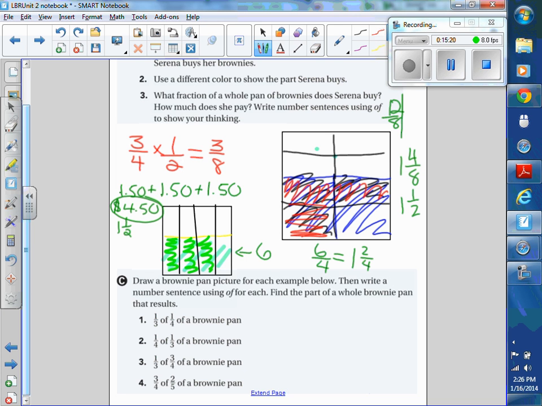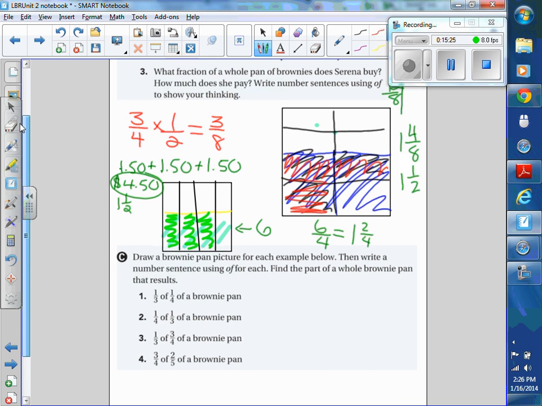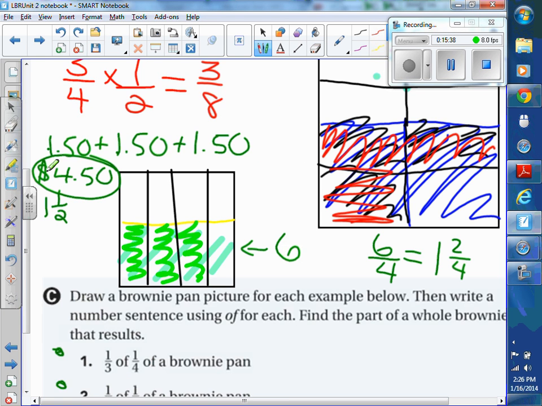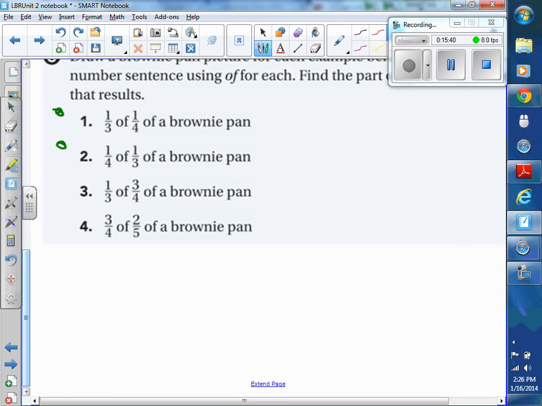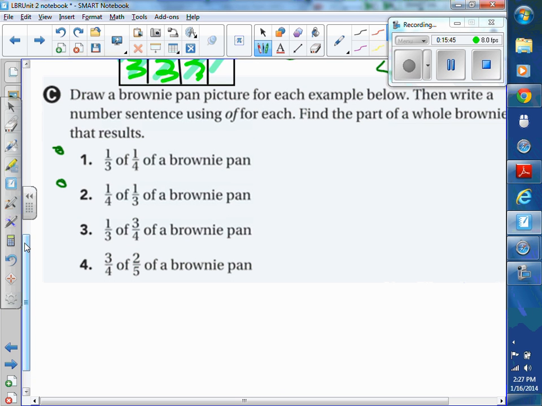Okay. So do you notice, could you draw these then without a word problem? Can you see those back there? They're part C in your book. They're trying to get you to write a number sentence, draw a brownie picture for each pan, and write a number sentence, using "of" for each. So, in other words, if I were going to do number 1 here, I would just do a sketch.